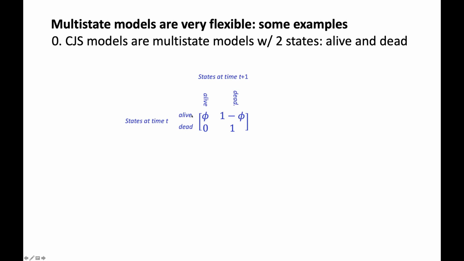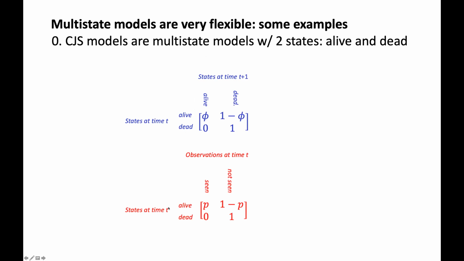The transition matrix. Remember you have the states in rows and the states in columns, which are the same states, but at time t+1, the next occasion. And the two states we need for a Cormack-Jolly-Seber model are alive and dead. And then you have alive at t+1 or dead at t+1. The probabilities of being alive or dead at t+1, given that you were alive at t, is just survival and mortality. And if you're dead at t, the probability of being alive at t+1 is 0, and 1 of being dead. You remain dead if you're dead at t, okay? So that's your transition matrix. It's a 2x2 matrix, easy.